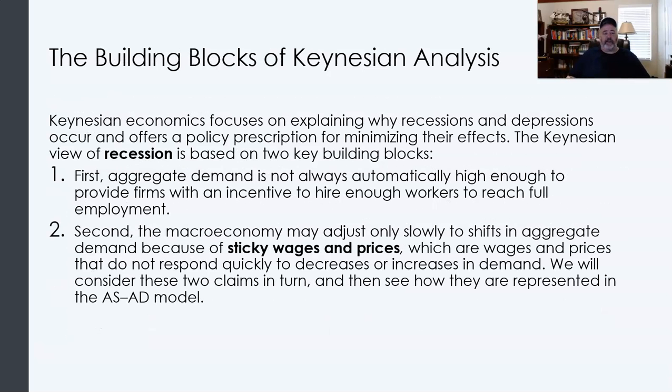All right. Keynesian economics focuses on explaining why recessions and depressions occur. In other words, Keynes is focused on these short-run contractions. What's causing this? The business cycle, really. And the Keynesian view of these contractions is based on two key building blocks. First, aggregate demand is not always high enough to incentivize producers to hire enough people to reach full employment output. The long-run aggregate supply curve is full employment output. Remember that, please. All right? It's not, and that's where we want to be.